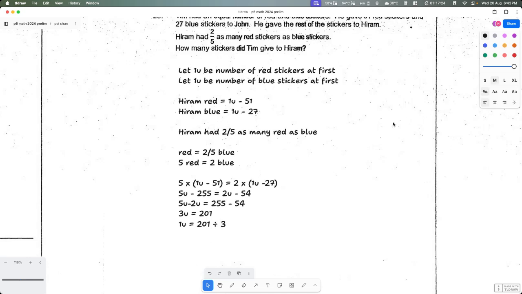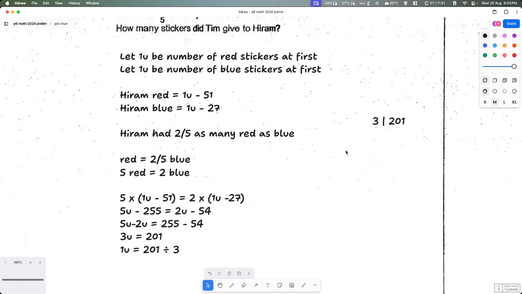So can you do the working? 201 divided by 3. Okay, in this case, we can zoom in a bit more. So this will then minus 18, right? So this will be 6. And then after that, 20 minus 18 will be 2. And then we bring down 1, right? So we can minus 21. So this would then become 67. All right, so 201 divided by 3 is 67.